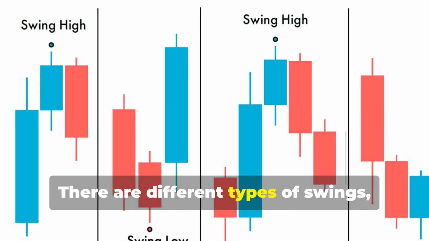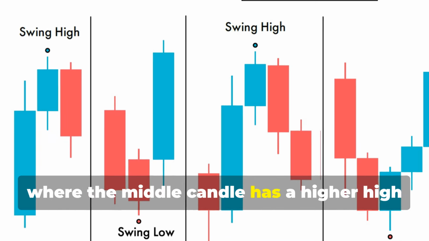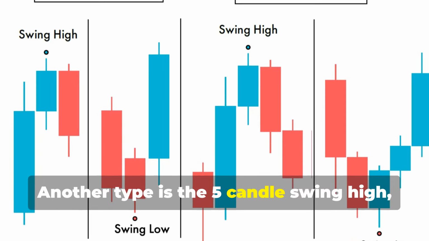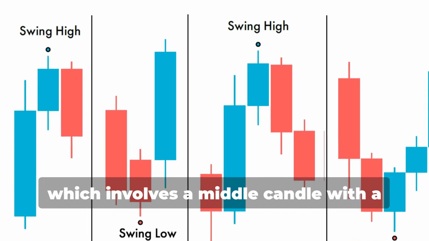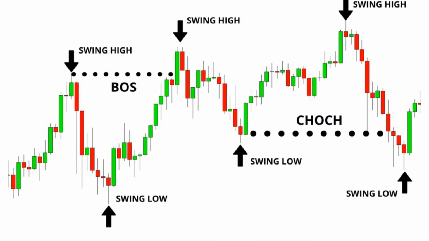There are different types of swings, such as the three-candle swing high, where the middle candle has a higher high than the candles on either side. Another type is the five-candle swing high, which involves a middle candle with a higher high than the two candles before and after it.